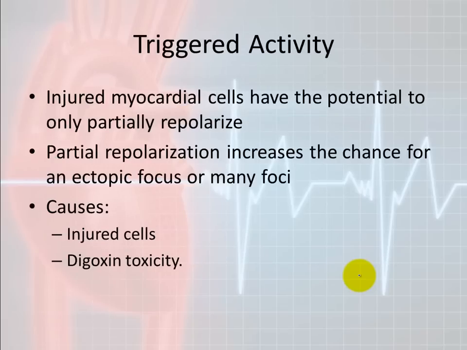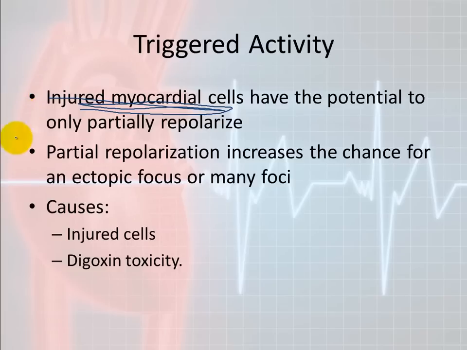A triggered activity is when you have injured myocardial cells that have the potential to depolarize or only partially repolarize. The partial repolarization increases the chance for an ectopic focus. Now, these are injured or damaged cells of some kind, and they're the ones that actually cause the problem here. This is different than an increased automaticity. It is not the same thing.